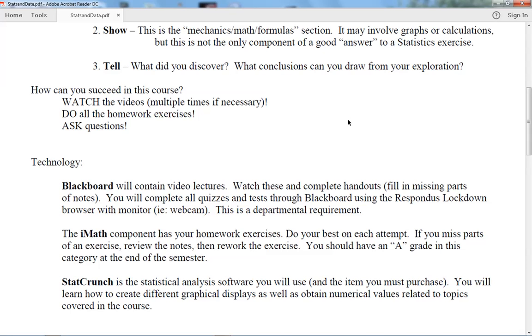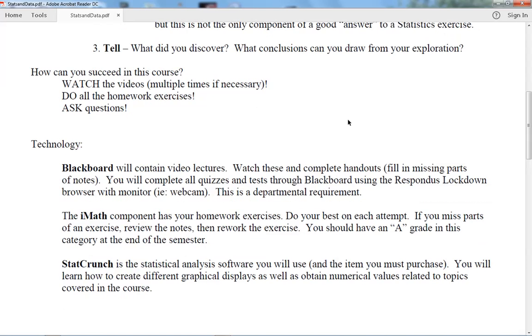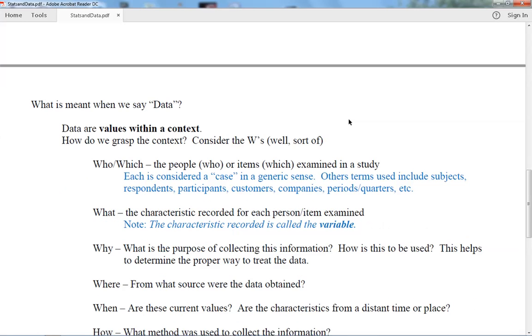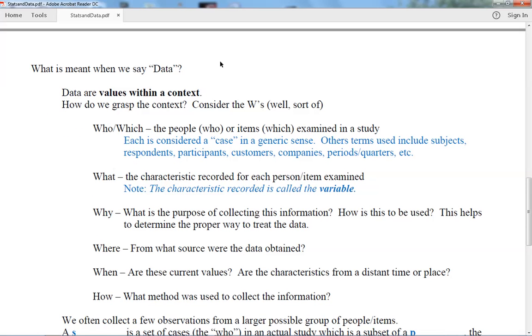Now let's get back to a few more definitions and content. What is meant when we say data? Data are values within a context. How do we grasp the context? Well, consider the W's. The who or which would be the people or the items examined in a study. Each is considered a case in a generic sense. Other terms used instead of case might be subjects, respondents, participants, customers, company, periods or quarters, etc.